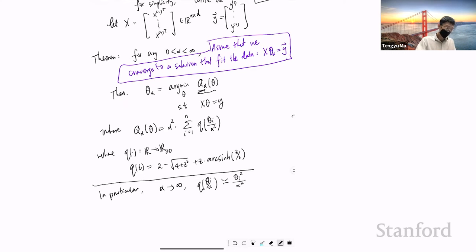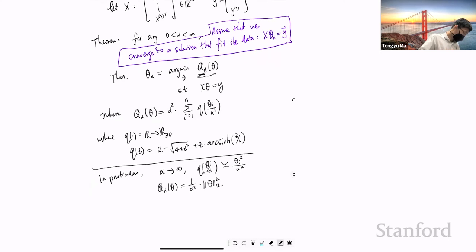So which means that the Q alpha theta is something like, I guess, 1 over alpha square times the 2 norm of theta square. So basically, if alpha goes to infinity, then the so-called complexity measure, the Q alpha, is the L2 norm of theta.